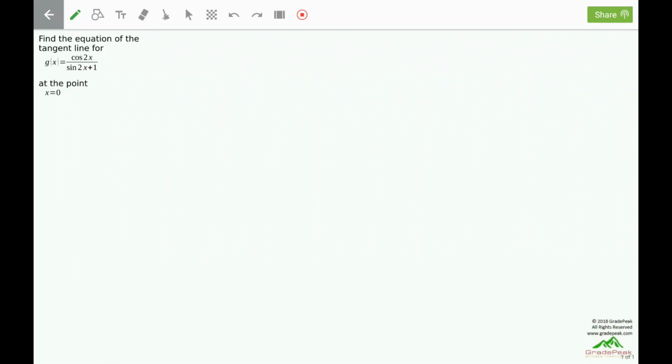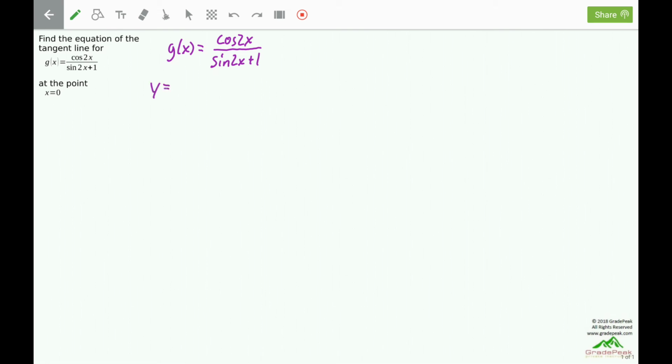Find the equation of the tangent line for g of x equals cosine 2x divided by sine 2x plus 1 at the point x equals 0. To find the equation of the tangent line, we need the x and y coordinates of the point. Right now we only have the x coordinate, so the first thing we need to do is find the corresponding y coordinate by plugging that x coordinate into the function. g of x equals cosine of 2x divided by sine of 2x plus 1.